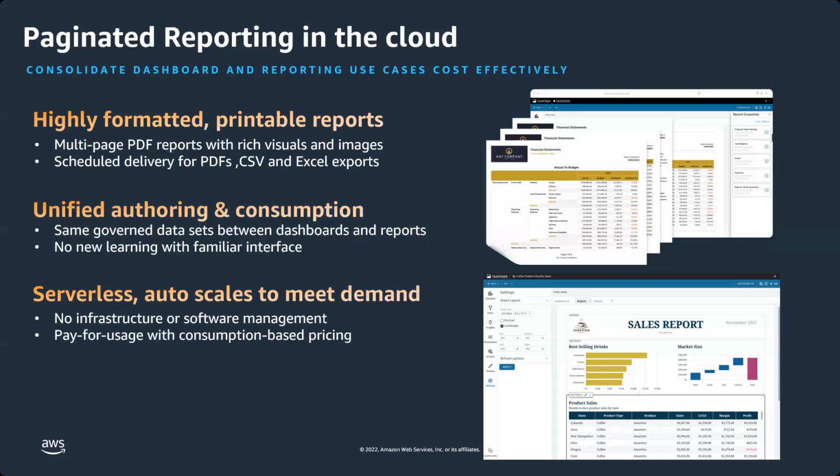Paginated reports are serverless and auto scale, like the rest of QuickSight. There's no need for any infrastructure or software management. And with pay-for-usage, consumption-based pricing and auto archival of up to 1 year, you can also allow the users to access the report snapshots on demand. They can get into QuickSight paginated reports and access already executed reports.